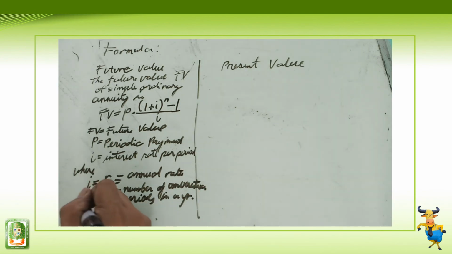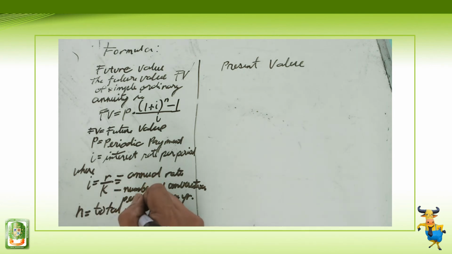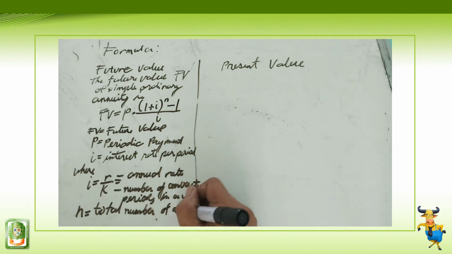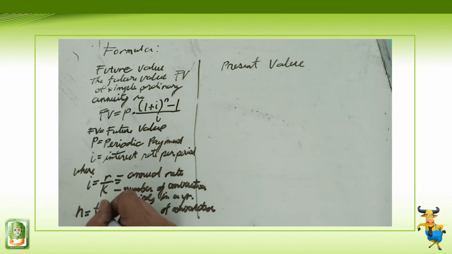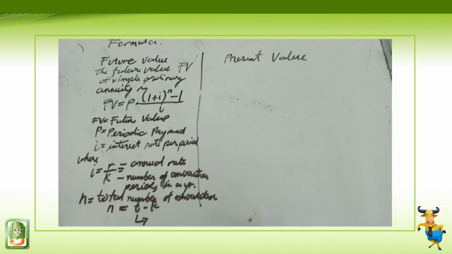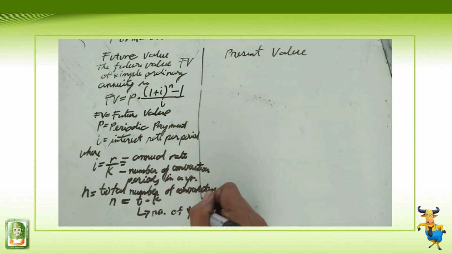Yung n naman, ito yung total number of conversion periods, where n is equal to t times k. t is equal to what? t is equal to number of years. Okay? So, yan ang future value.